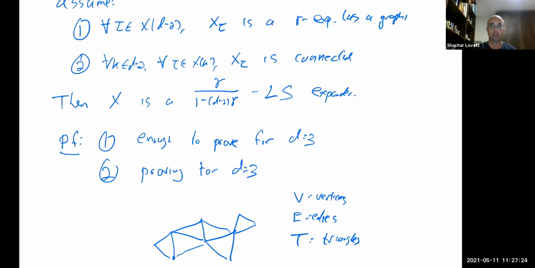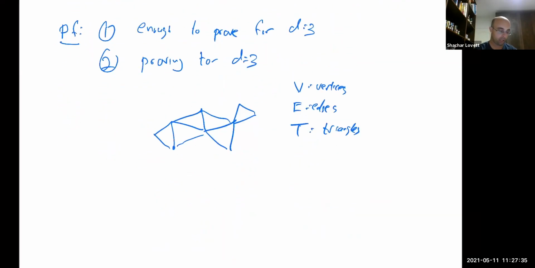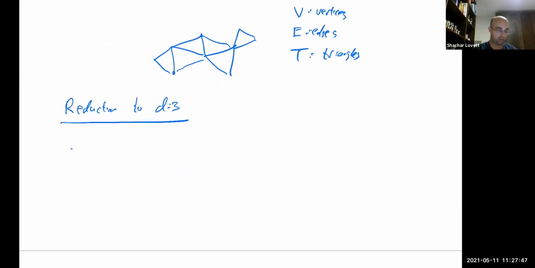Okay, so any questions on what we're trying to prove before we start diving into the proof? All right. So let me first show you why it's enough to prove it for d equal to 3. So just a reduction to d equal to 3. Basically, we're going to do it by induction. So let X, and I won't write X pi unless I have to mention pi X specifically, be a d-dimensional complex that satisfies the assumptions.